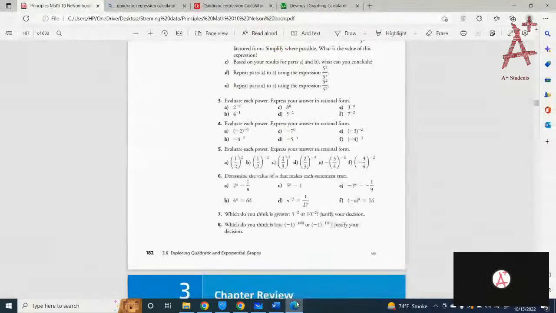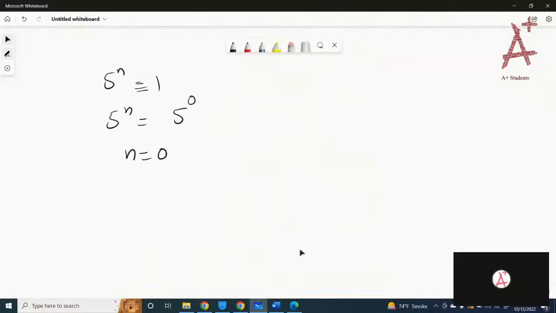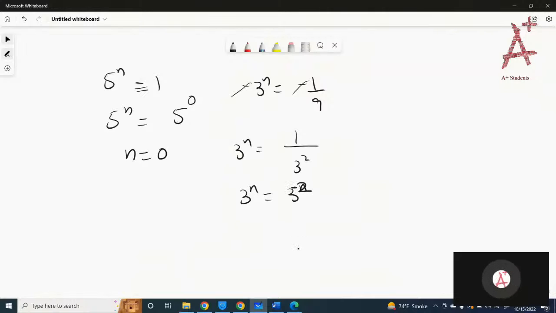The next one is 3 exponent n equals negative 1 over 9. Okay, so both the negative signs cancel out each other. It would be then 1 over 3 square. So you can write it as a negative power by shifting it to the numerator. So it would be negative 2, because you shift that 3 from the denominator to the numerator. Then n equals negative 2. Got it?